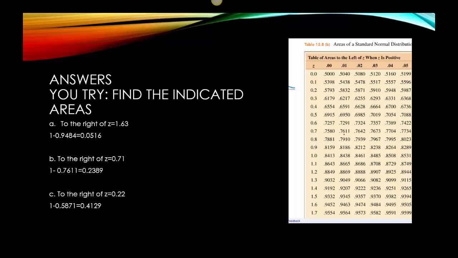One more of these and we'll try something else. I have the 0.22 that I want to look to the right of. So here's 0.2012. I have 0.5871. Again, 1 minus. So 1 minus 0.5871 gives me 0.4129. All right, so hopefully you guys are getting the hang of this. On the left, I just use the chart. On the right, I use the chart, but I do 1 minus whatever it says.